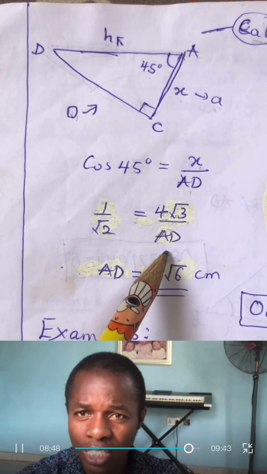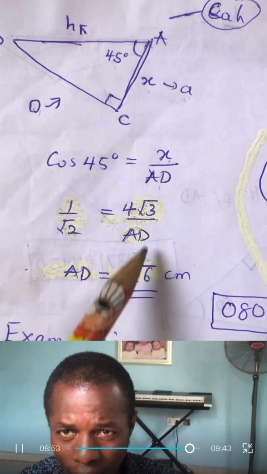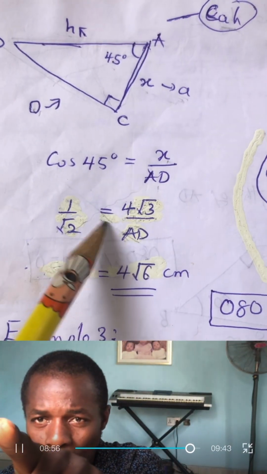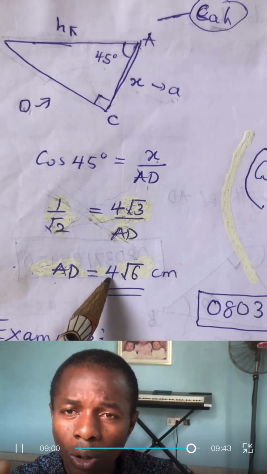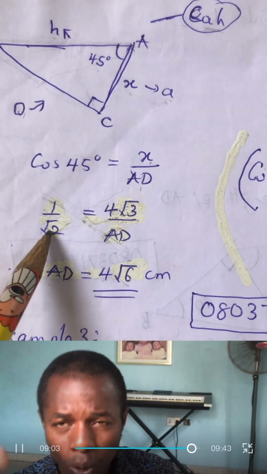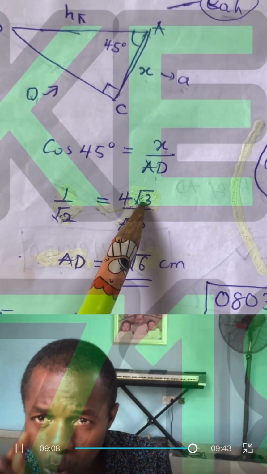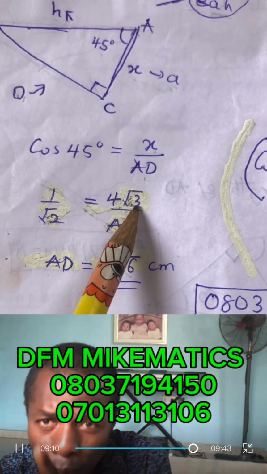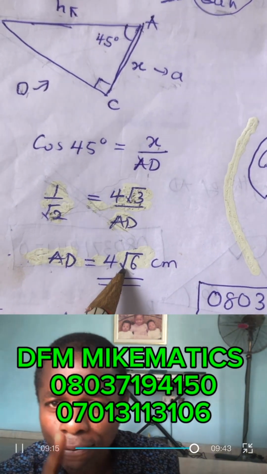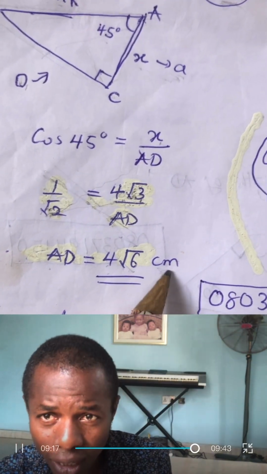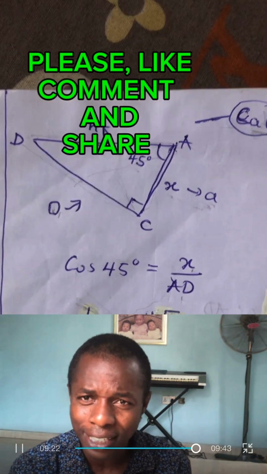Now we have an equation that has a single fraction on the left, a single fraction on the right. What do you do? Cross multiply. So AD is multiplied by 1. That gives us AD. Root 2 times 4 root 3. That gives us 4 root 6. Now root 2 will multiply root 3. Why? The two of them have roots. So since 2 has a root and 3 has a root, we multiply 2 by 3. That gives us 6 under a single root. So we have 4 root 6 in centimeter. So we succeeded in solving the problem we have in example 2.